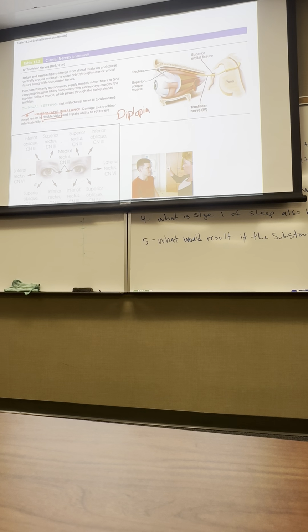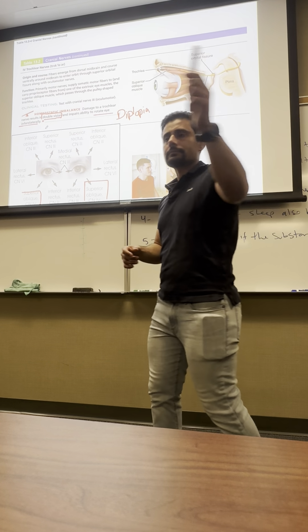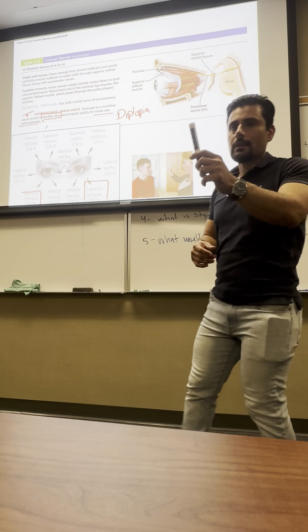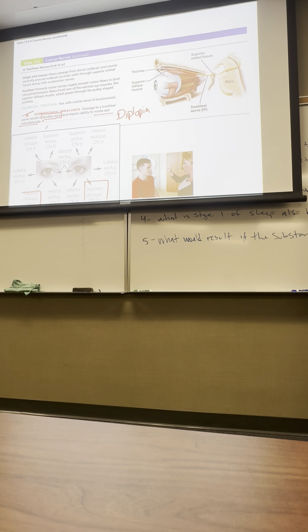Inferolateral, again, you can't move the eye down and out. That's also probably good to know. So down and out, meaning inferolateral, put an X through there, can't move down and out. How do you test? Pen light. Just tracking. You guys good with that?